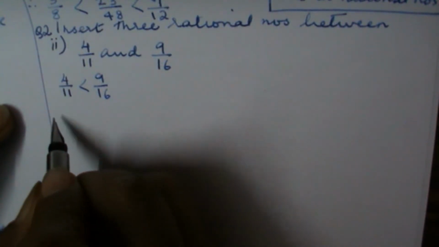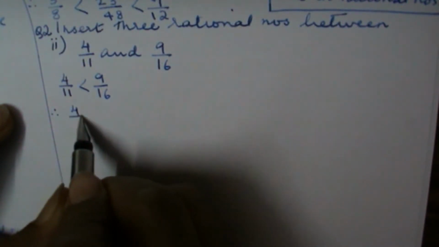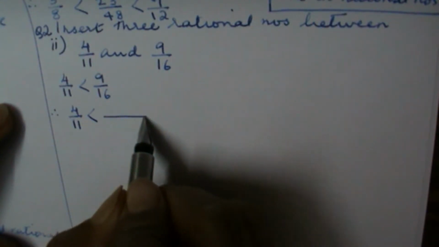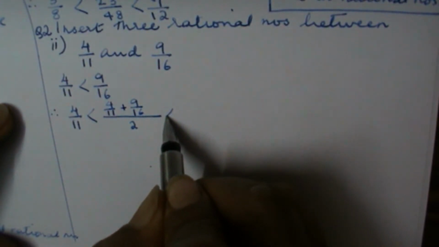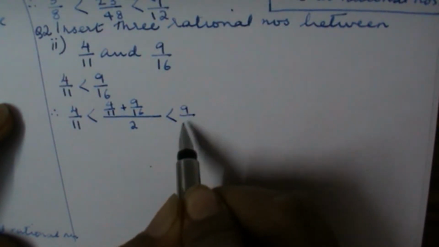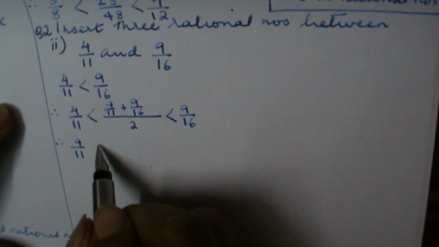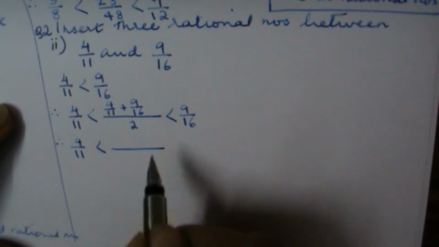Now let us see if we can gain some speed. So you have 4 upon 11. In fact, you could write at the same time as I am writing in your own notebook or paper. So 4 upon 11 we'll put less than symbol, and then we'll put the average of the two. So that will give me 4 upon 11 plus 9 upon 16, and that is less than 9 upon 16. Therefore 4 upon 11 is less than, now we take the LCM.